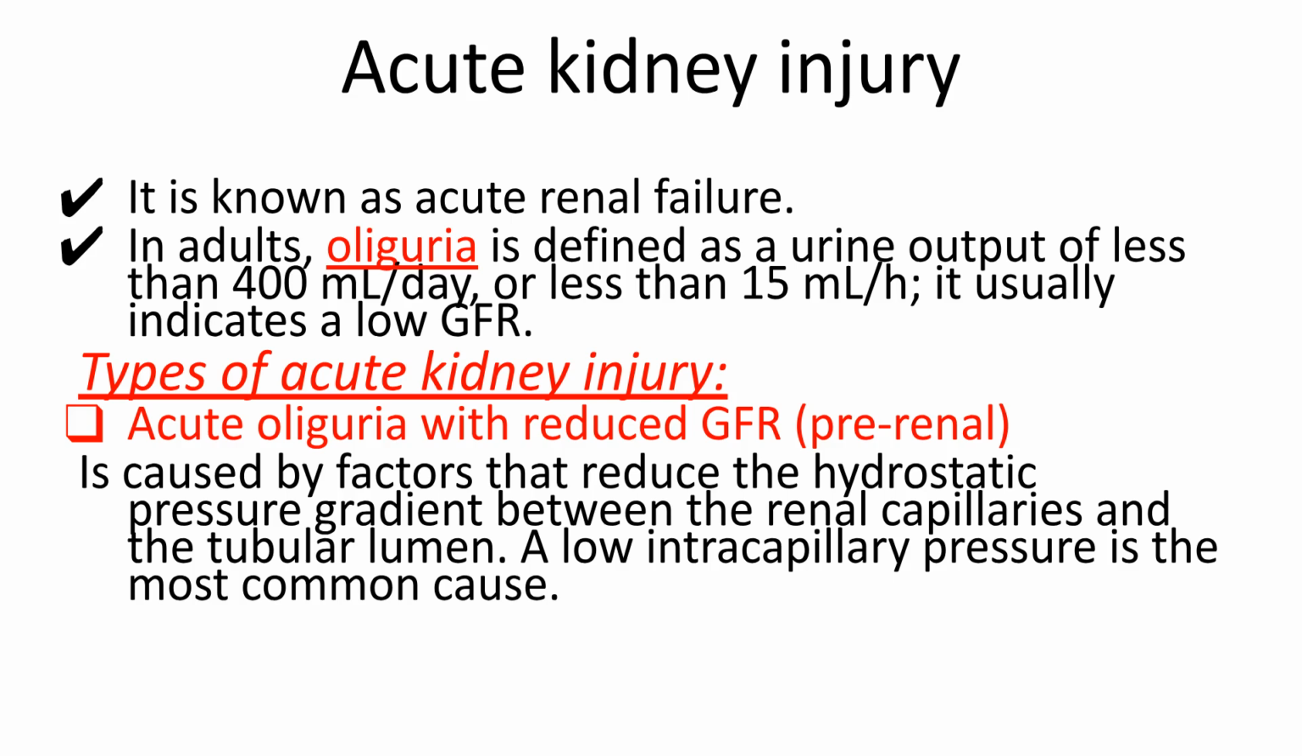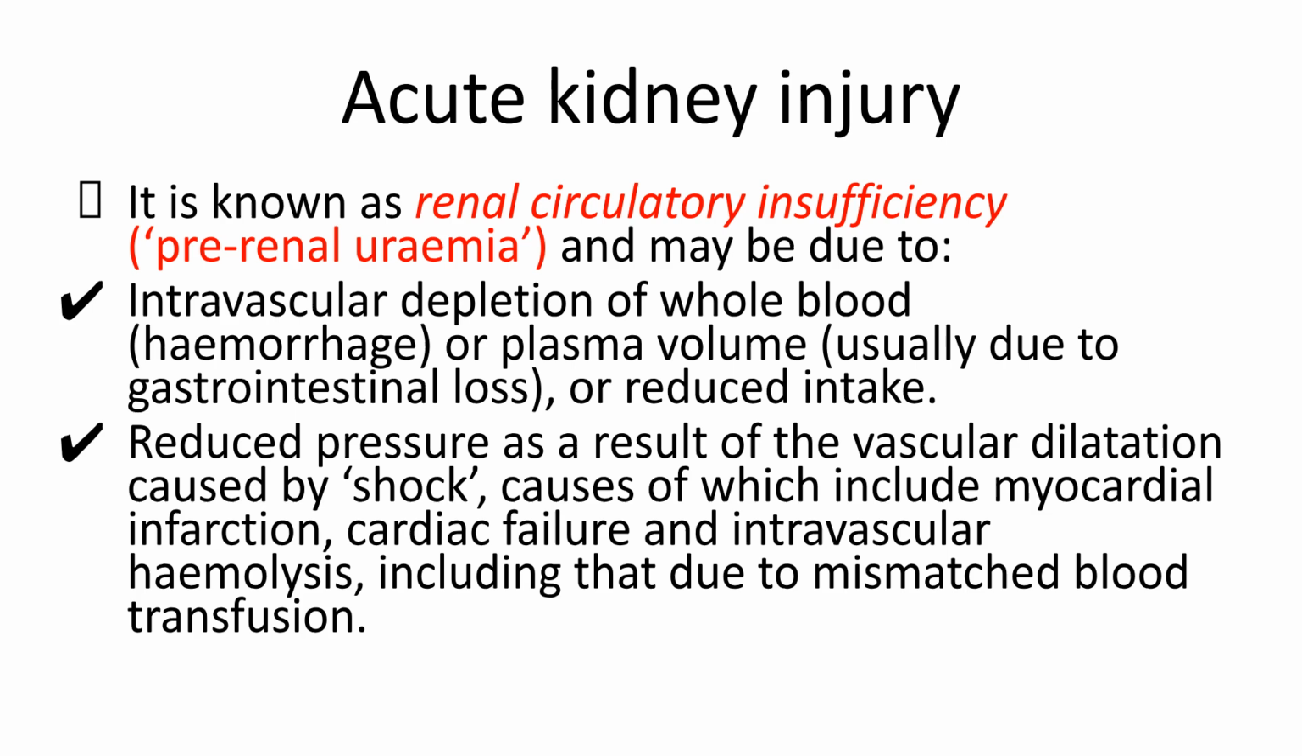Metabolic acidosis, indicated by low plasma bicarbonate, can worsen hyperkalemia. Acute kidney injury, or AKI, is also known as acute renal failure. Oliguria, defined as less than 400 milliliters per day urine output, often indicates a low GFR. AKI can be classified as pre-renal, intrinsic renal, or post-renal.